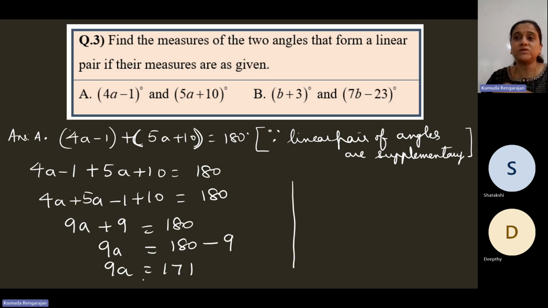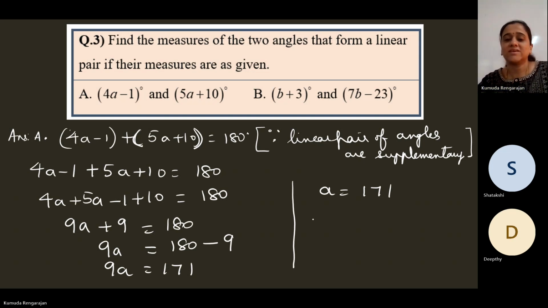Now we have to find the value of a, so you'll have to separate 9 and a. What's the operation between 9 and a? Multiplication. So when you separate them, 9 goes to the other side with the opposite operation, division. So a is equal to 171. Who has to be transposed? 9. Without 9, write the remaining. 9a is equal to 171, right? Write everything without 9.